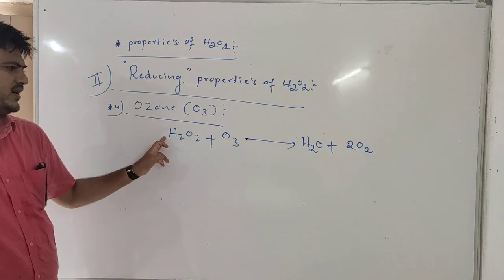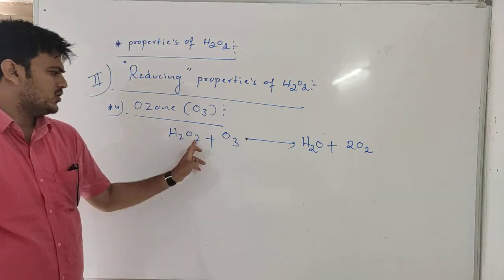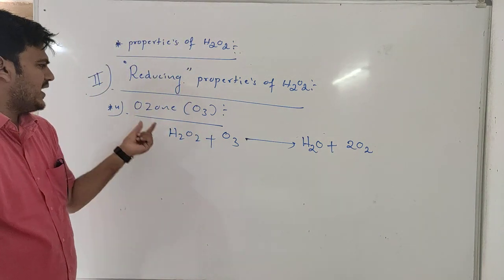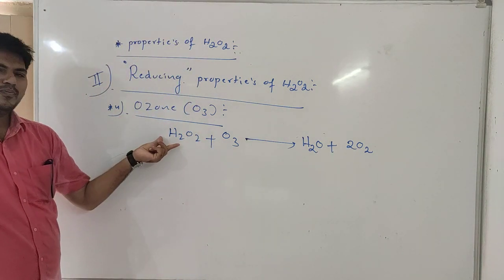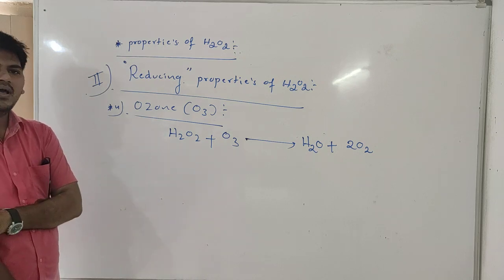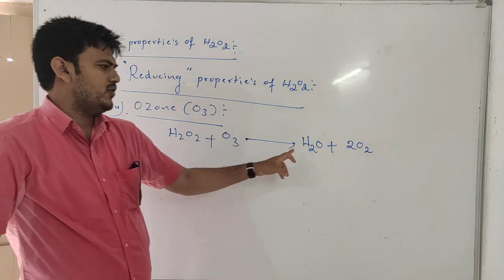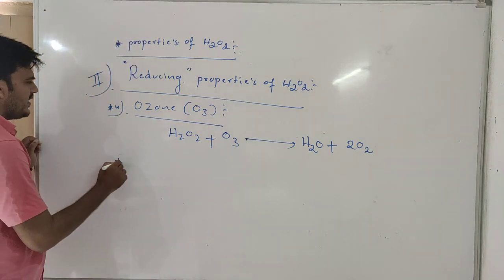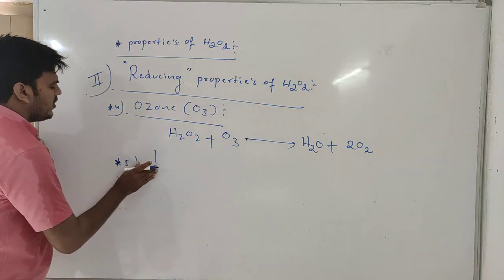So for example, 2 hydrogen atoms on each side; on the left, 2 plus 3, 5 oxygen atoms; on the right, 2 into 2, 4 plus 1, 5 oxygen atoms. So reaction with ozone, very simple: hydrogen peroxide H2O2 plus ozone O3, then H2O2 converted into H2O plus O2.